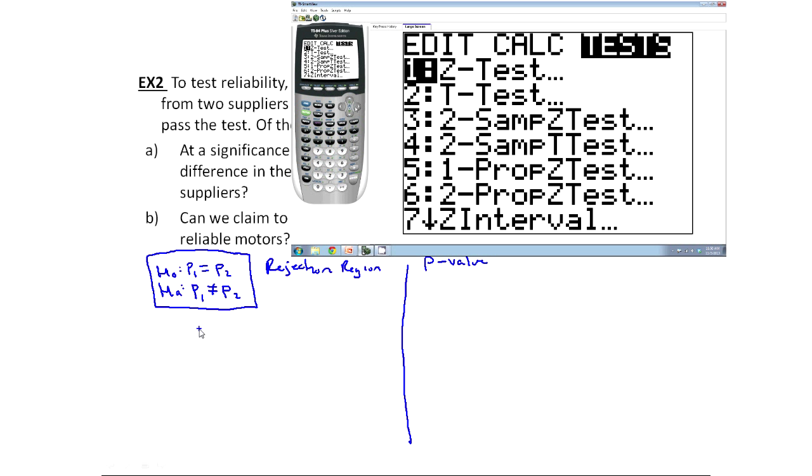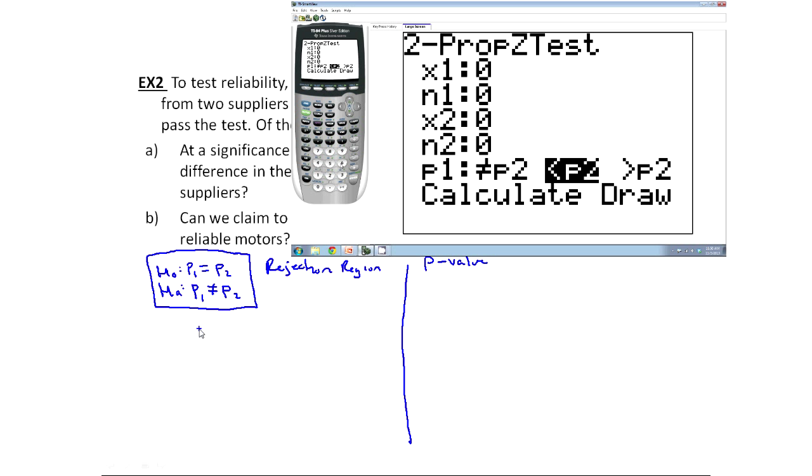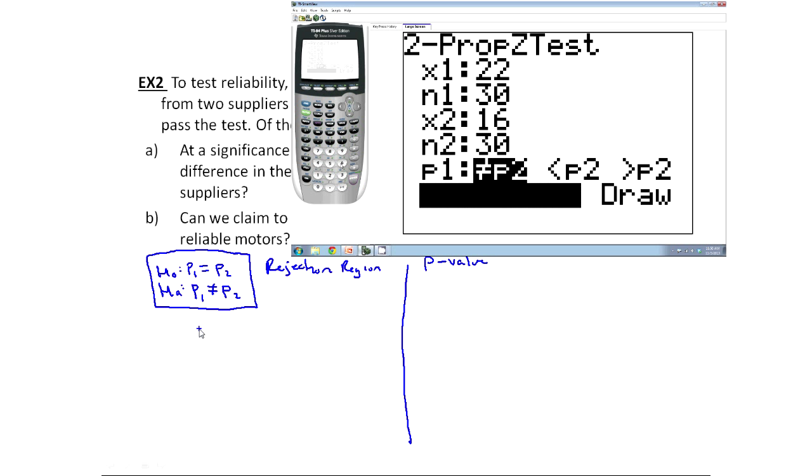And what it asks for is the number of successes. So x1 is the number of successes in the first group, that's 22. And x2 is the number in the second group, and that's 16. Before I need that, I need to also put in the sample size. So n1 is 30, x2, as I mentioned, 16. And notice it said 30 for both suppliers, so n2 is also 30. And this is a two-tailed test. Now all I need to do is calculate.